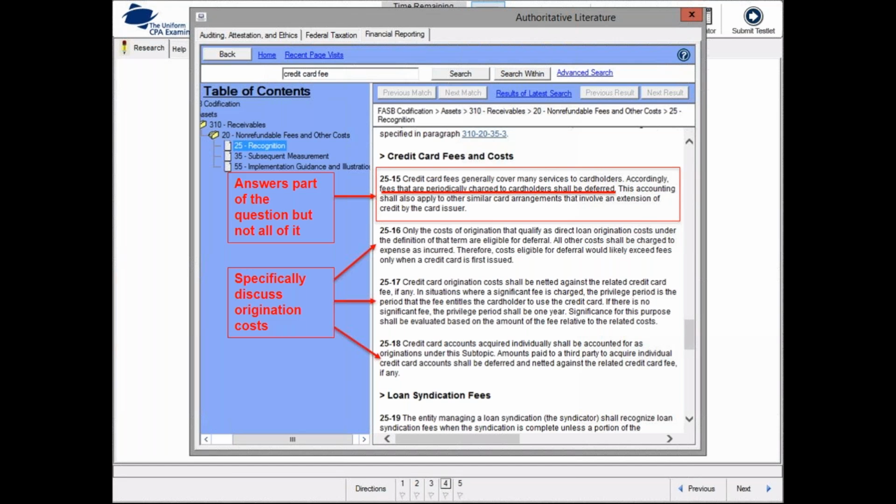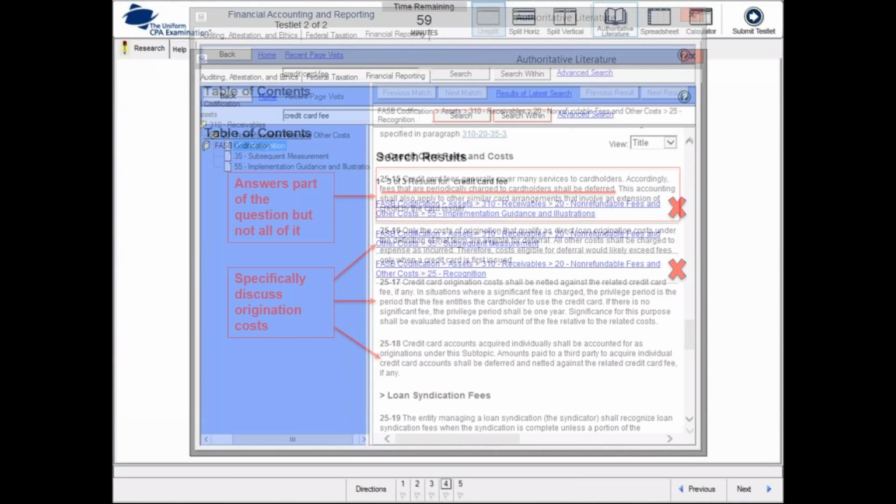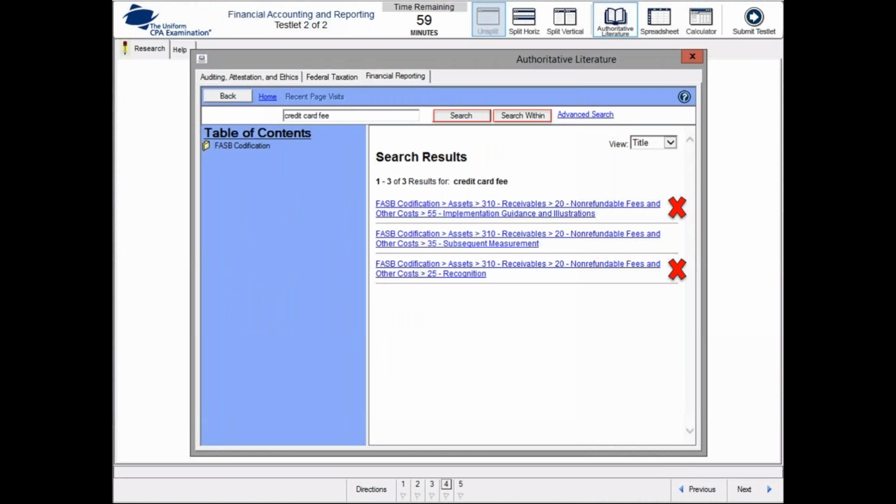It says, credit card fees generally cover many services to cardholders. Accordingly, fees that are periodically charged to cardholders shall be deferred. So we know that this annual fee is a fee that's charged periodically once a year, and we know that it's now going to be a deferred fee or deferred revenue for them. So that does answer part of the question, but it doesn't necessarily tell us how we're supposed to account for it. So we could consider this answer, but let's go back and take a look at subsequent measurements, because we know that recognition only answered part of our question.